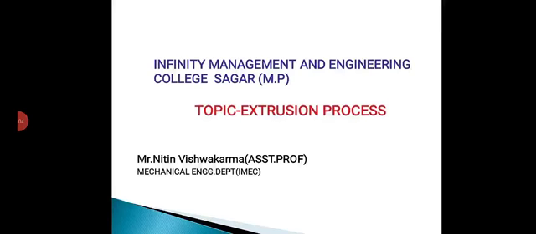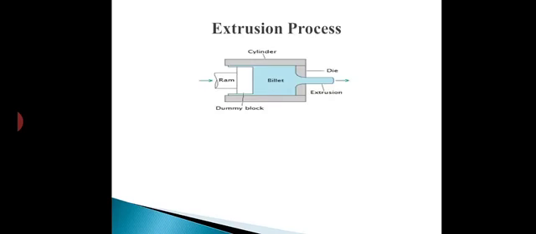And today we'll be talking about the metal working process which is called extrusion. Extrusion is a metal working process which is performed above the plastic deformation of a metal. Plastic deformation means the metal does not retain its original position after removing the external force.